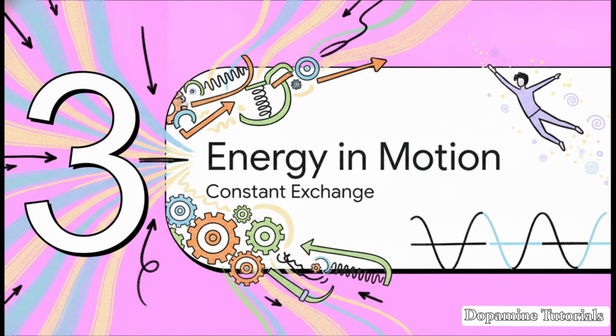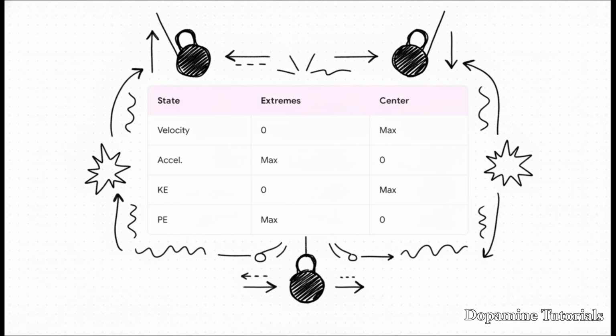Okay, Section 3, energy in constant motion. Oscillation is really a masterclass in energy exchange. Think about that static dropping feeling at the absolute top of your swing arc, your extreme max stretch. You actually stop moving for a split second.